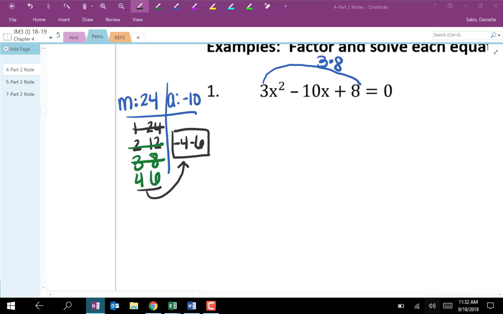Negative 4 minus 6 gets me negative 10. Check. Negative 4 times negative 6 makes a positive 24. So we're good. So now we found our numbers. That happens sometimes where there's more than one pair that works out, kind of.